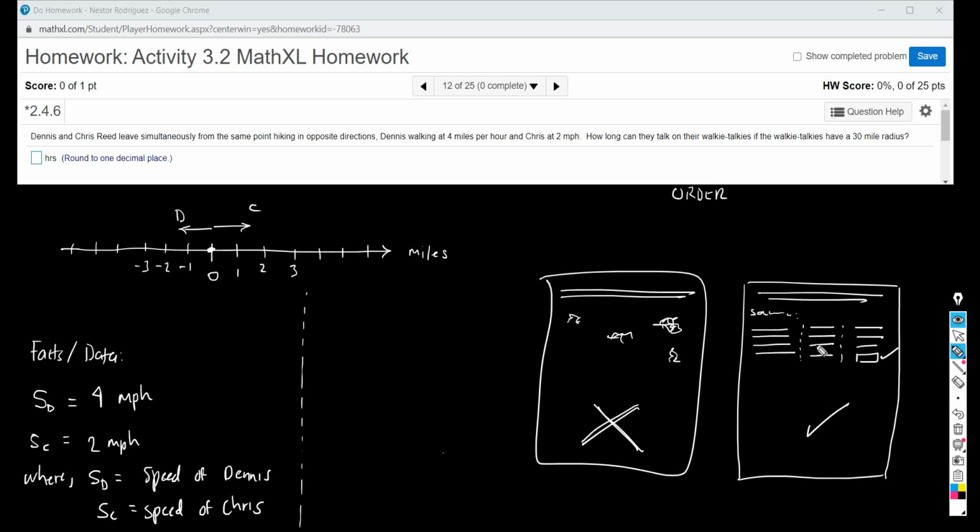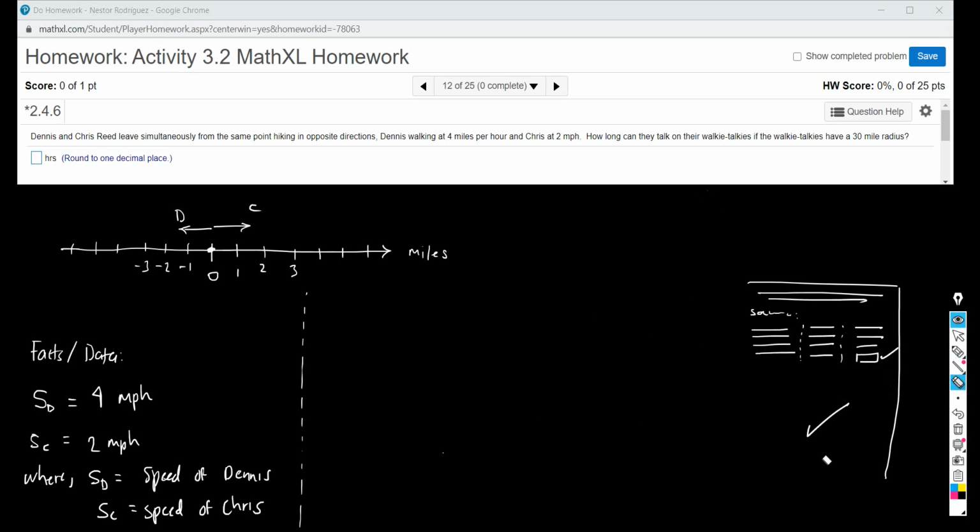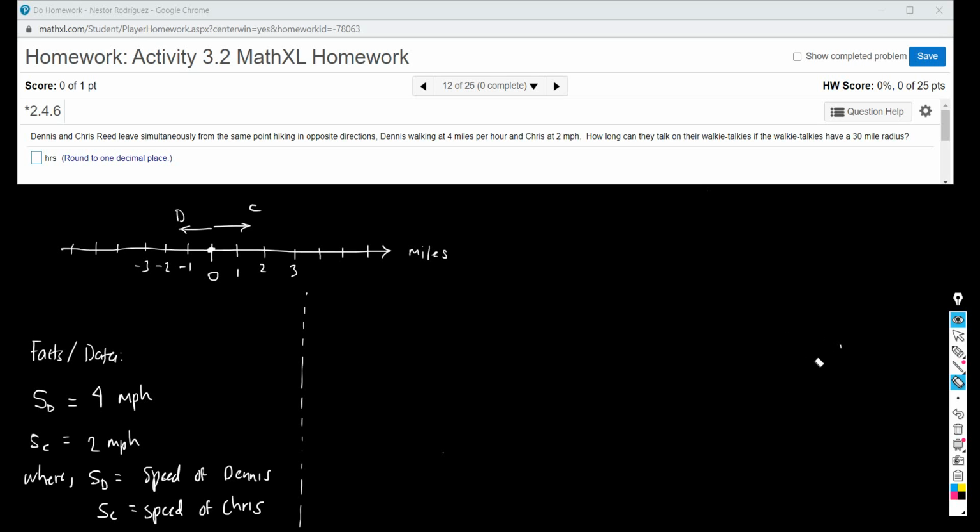Something that is intelligible, something that is readable for your reader, okay? It's very important you start to work in this way, in a very orderly way. It's one of the most essential skills in school. Okay, after that little comment, let's continue with the problem.